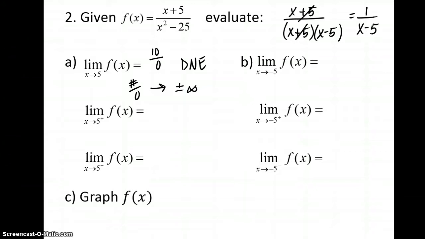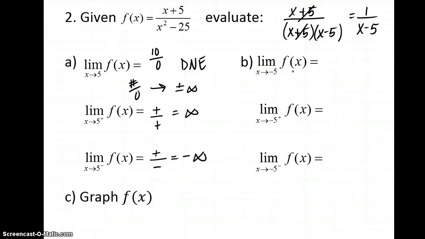If I take a number bigger than 5, so let's say 5.1, if I plug it into my simplified function, I'm going to get a positive value on the top and a positive value on the bottom as well. So the limit will be positive infinity. As x approaches 5 from the left-hand side, so let's pick a number really close to 5, 4.9. Positive 1 on the top, 4.9 minus 5 would give me a negative value in the denominator. So my limit is going to be negative infinity from the left-hand side.